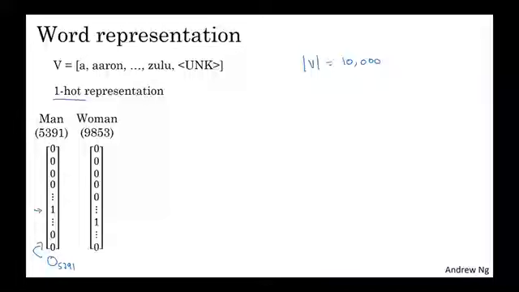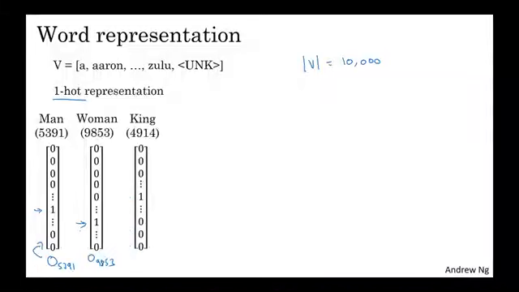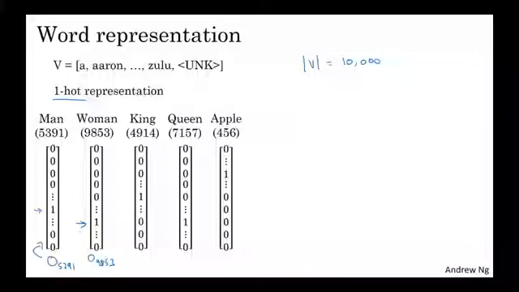And then if woman is word number 9853, then you represent it with O subscript 9853, which just has a 1 in position 9853 and zeros elsewhere. And then other words, king, queen, apple, orange would be similarly represented with one-hot vectors.